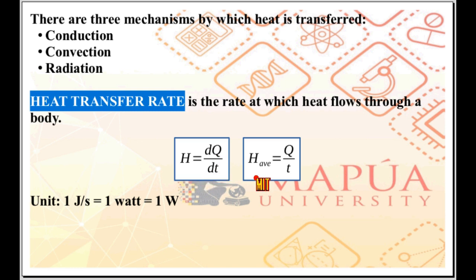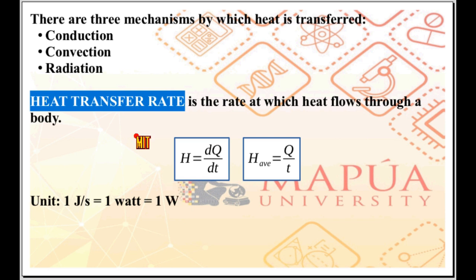Getting the average, H average is just equal to total heat transfer divided by total time. H average is equal to Q over T. The unit is Q, joules, T, seconds. So the unit for heat transfer rate is joules per second. Similar to power, so we can use the unit of power for heat transfer rate, watt or watts.